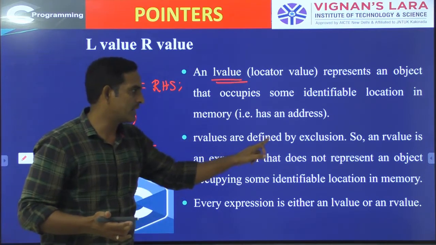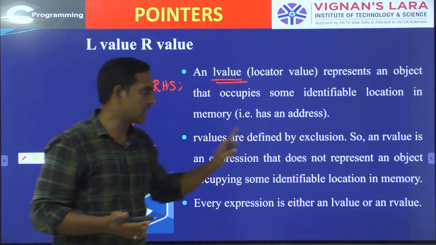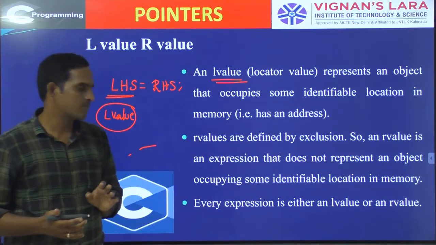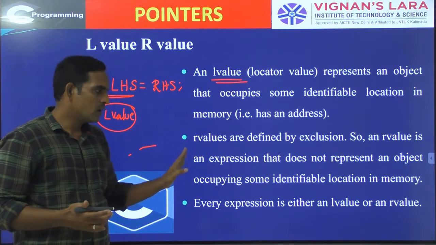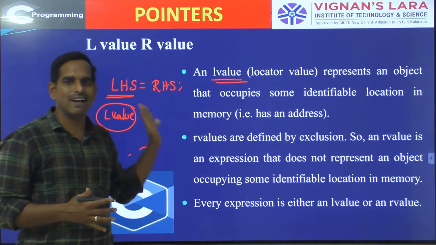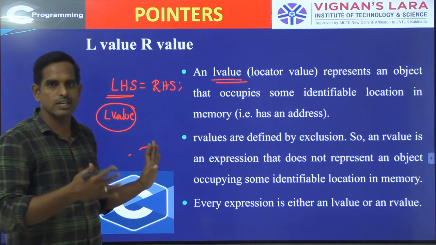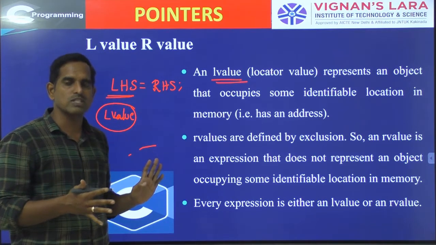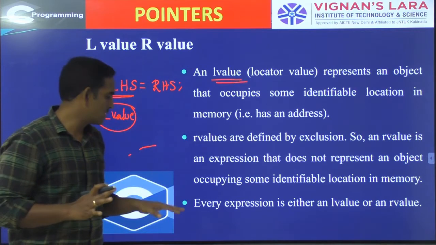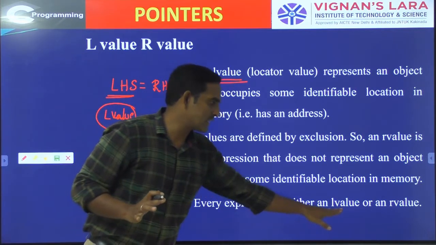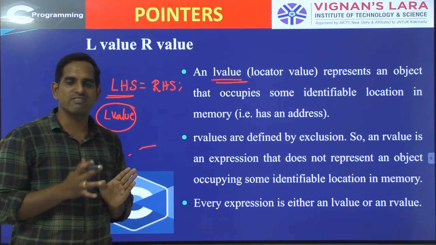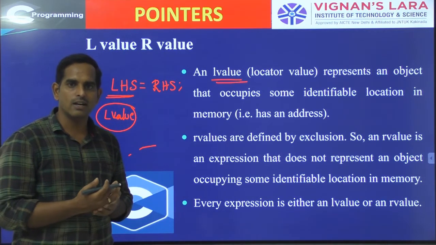R values are identified by exclusion. An R value is an expression that does not represent an object. That is, all the values which are not L values will be R values. Those expressions which are not L values are usually called R values. Every expression is either an L value or an R value. If you write some expression, it will be either an L value or an R value.